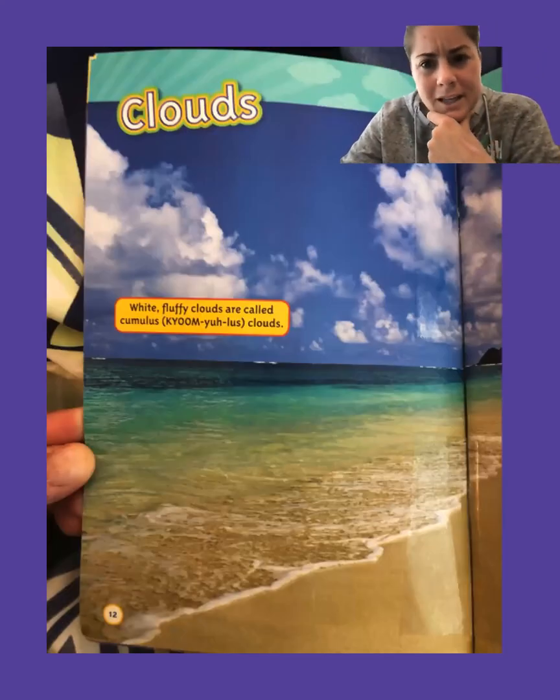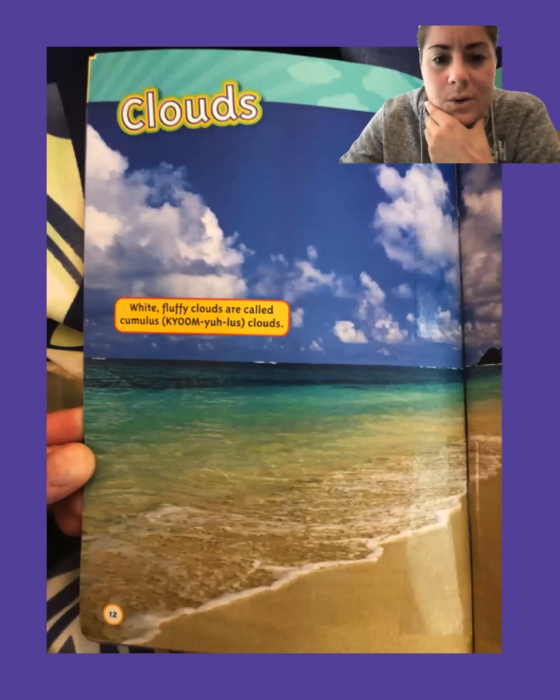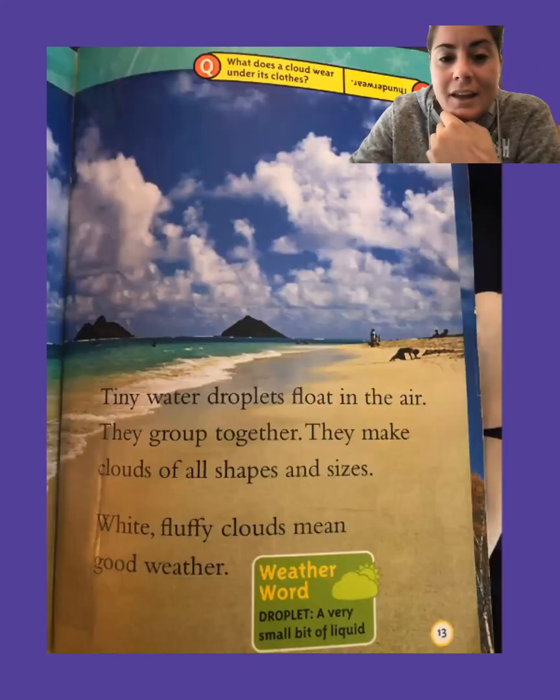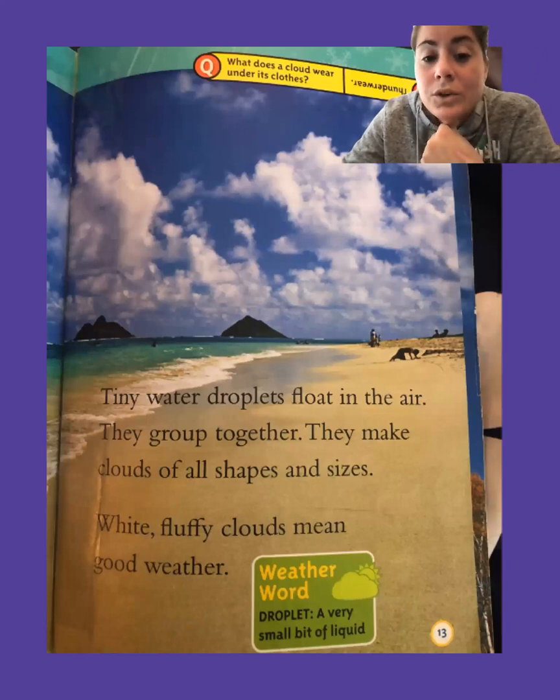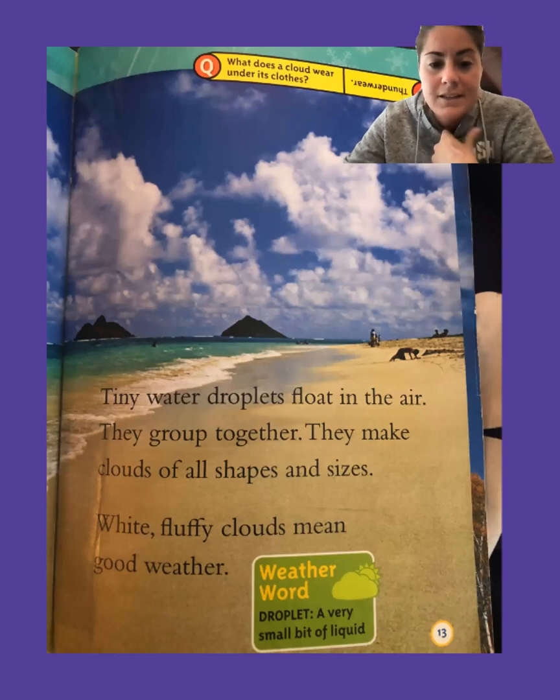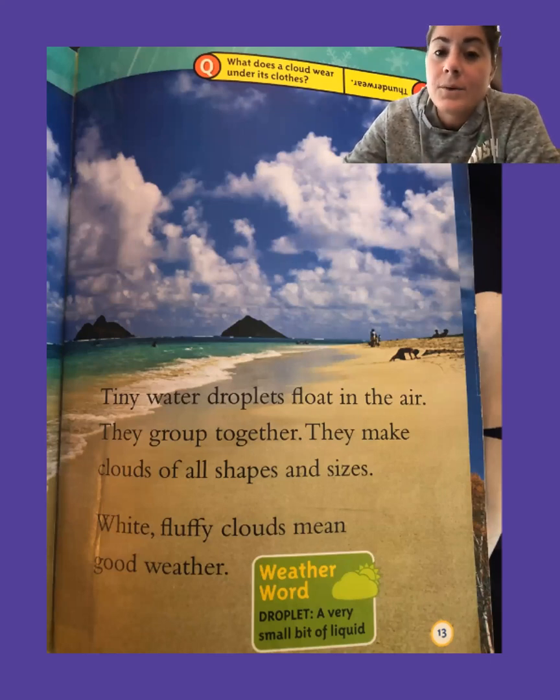Clouds. I believe we talked and learned about clouds with Mrs. Heller. So white fluffy clouds are called cumulus clouds. There's all different types of clouds. Let's see. Tiny water droplets float in the air. They group together. They make clouds of all shapes and sizes. White fluffy clouds mean good weather.